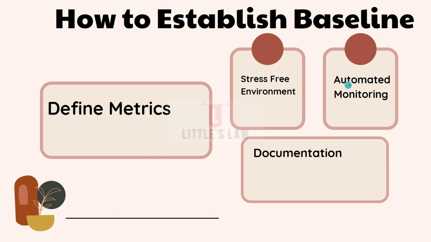And then the automated monitoring, where we have to implement automated monitoring tools to continuously capture and store baseline metrics. And finally the documentation, where we have to document the baseline parameters including the version of the application, its hardware specification, and any other relevant configuration details. By establishing and maintaining the performance baselines, we, the performance engineers, can better understand the normal behavior of the system, detect performance changes, and proactively address potential issues before they impact users.